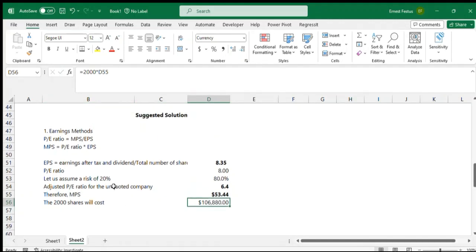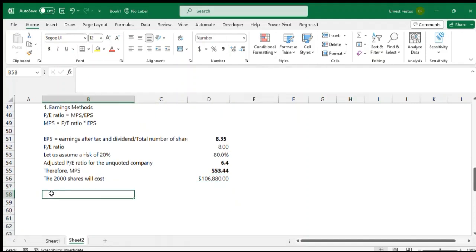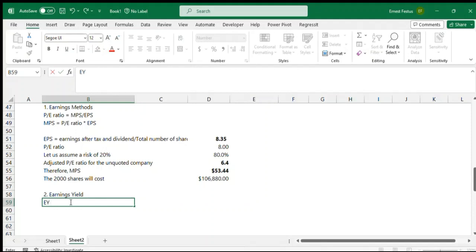Alright, so that is it for the PE ratio. The second earnings-based ratio we want to do is the earnings yield. As we have seen, the earnings yield is actually the opposite of the PE ratio. We know that PE ratio is equal to MPS over EPS. For the earnings yield, or EY, it is equal to the EPS divided by the MPS.